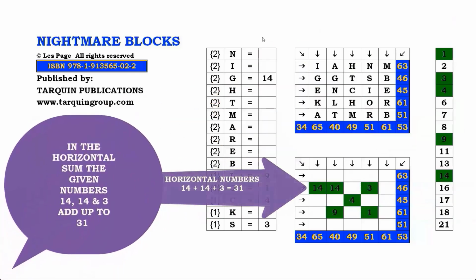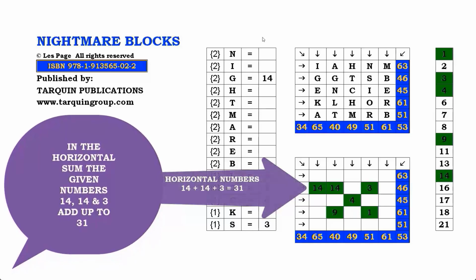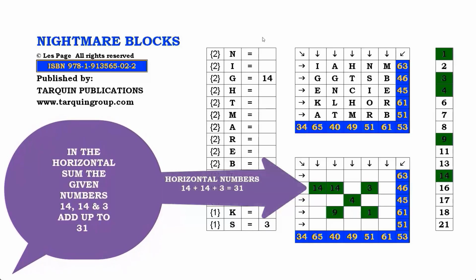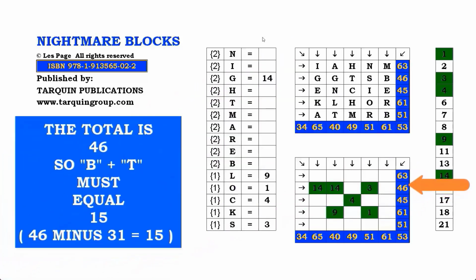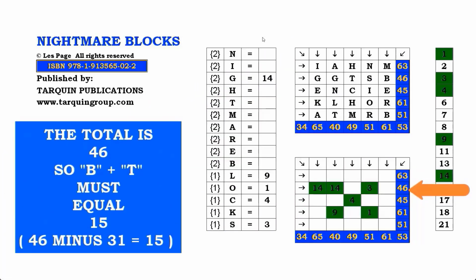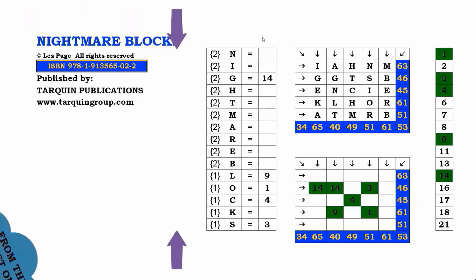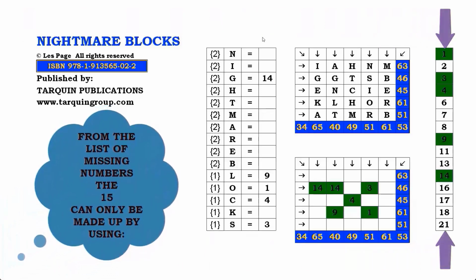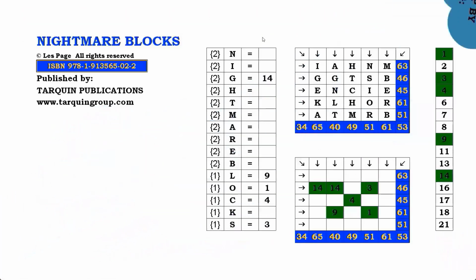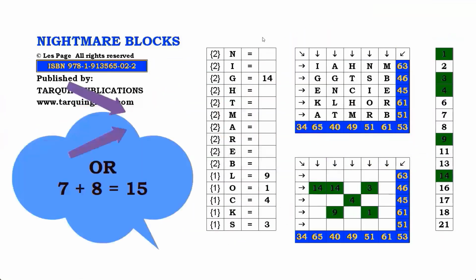In the horizontal sum, the given numbers 14, 14 and 3 add up to 31. The total is 46, so B plus T must equal 15. From the list of missing numbers, the 15 can only be made up by using 2 plus 13 equals 15, or 7 plus 8 equals 15.